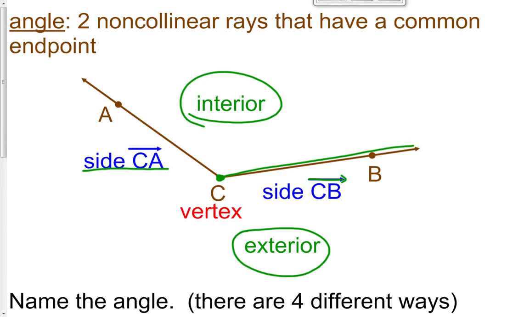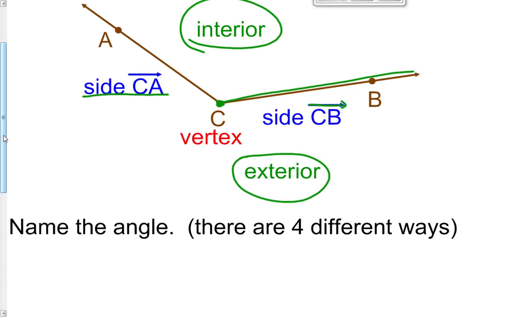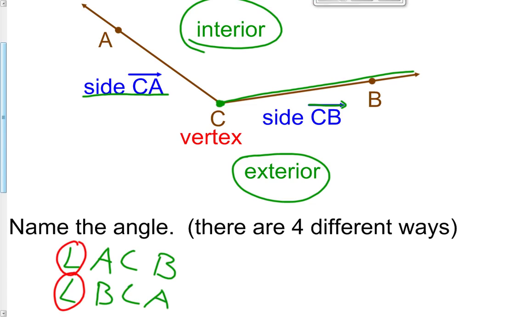There's different ways to name an angle. You usually name an angle using three letters. The vertex is always in the middle. So we could call this angle ACB. That's one way to name the angle. Again, the vertex always has to be in the middle, so you could call it angle BCA. And I should say this too. This kind of cursive looking L type thing, that's a symbol that means the word angle. So angle ACB or angle BCA.